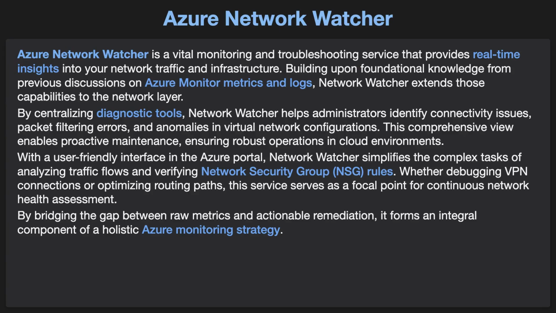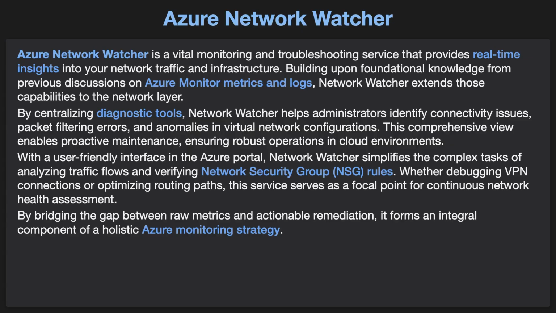Azure Network Watcher is a vital monitoring and troubleshooting service that provides real-time insights into your network traffic and infrastructure. Building upon foundational knowledge from previous discussions on Azure Monitor metrics and logs, Network Watcher extends those capabilities to the network layer. By centralizing diagnostic tools, Network Watcher helps administrators identify connectivity issues, packet filtering errors, and anomalies in virtual network configurations. This comprehensive view enables proactive maintenance, ensuring robust operations in cloud environments.